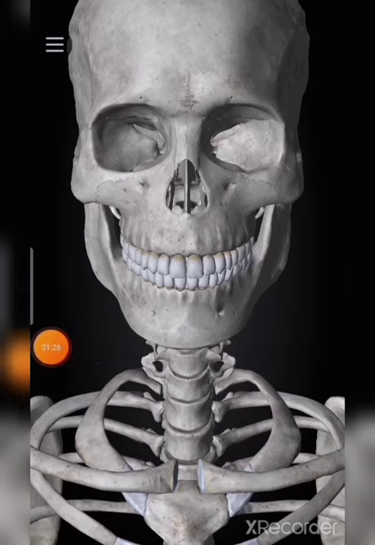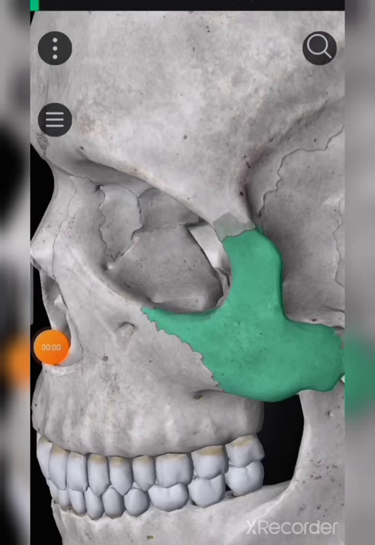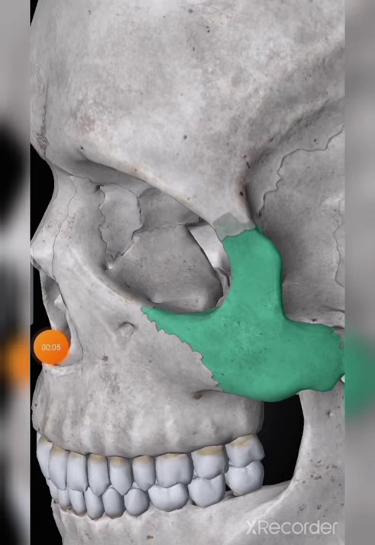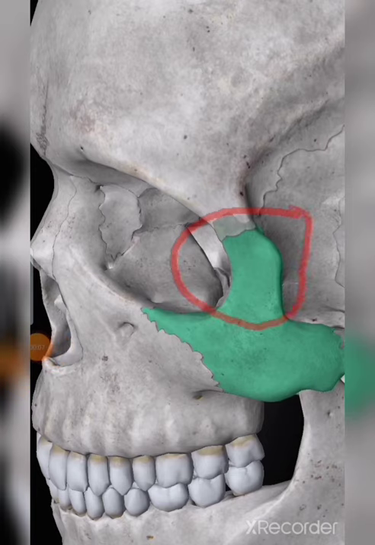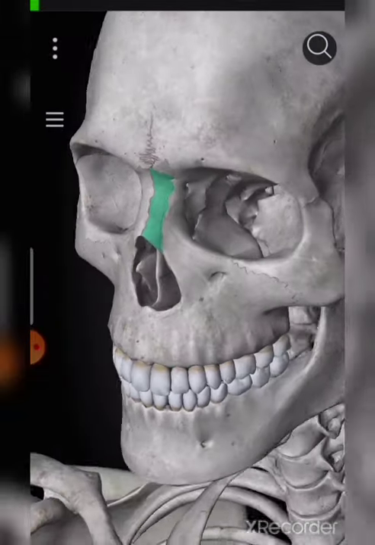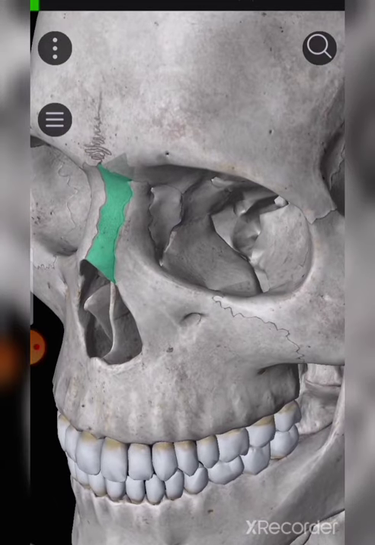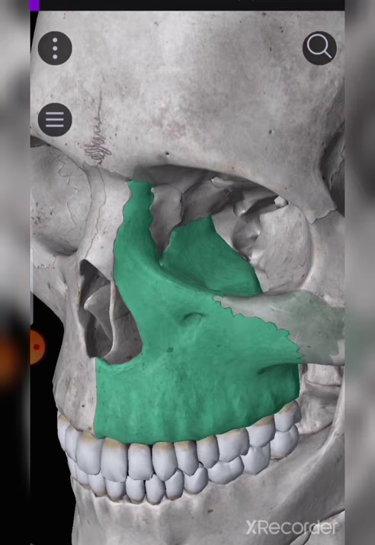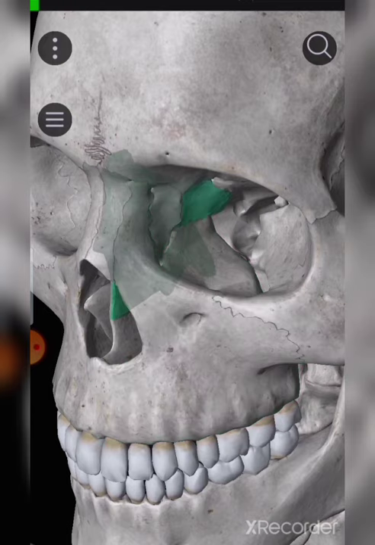Now your facial bones. This one here shown in green is the zygomatic bone. Now this process of the zygomatic bone that is articulating with the frontal bone is the frontal process of the zygomatic bone. This is your maxilla, the left maxilla. This is your nasal bone, left nasal bone. Then this one here is the lacrimal bone. This again is the maxilla. This is the ethmoid bone.